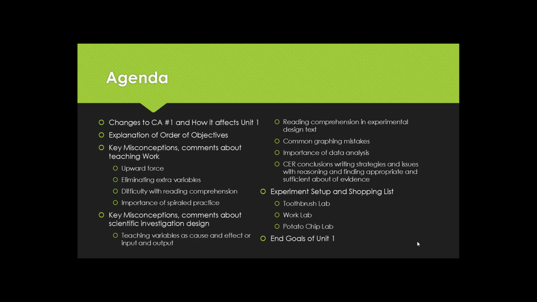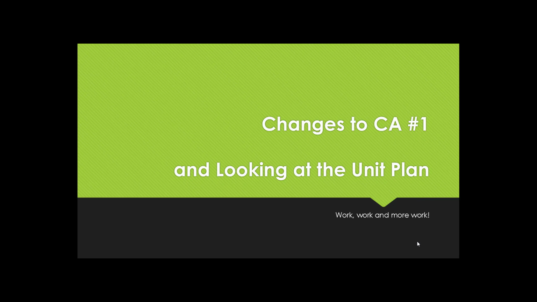I'm going to go over the order of objectives, common misconceptions about work and common misconceptions about scientific investigation design, or the steps of the scientific method. And then I'm going to go over the 3 major labs in this unit, what you need for it and how they work. And then lastly, we're going to end with the true end goals of Unit 1. So let's start with the changes that have been made to CA number 1 and how that affects the first unit.